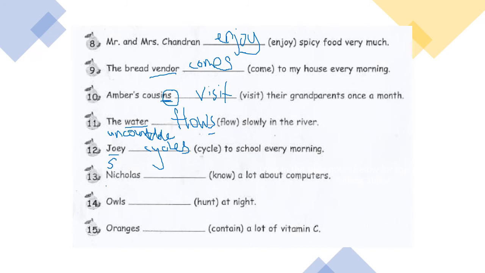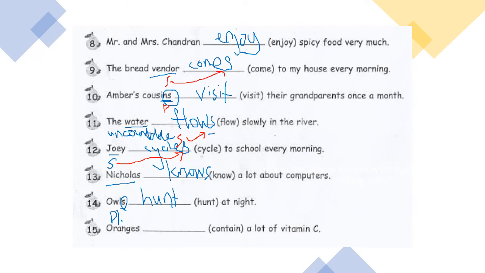Next, Nicholas, one person again. Nicholas knows a lot about computers. Owls hunt at night. So owl, plural, more than one. Do you need to add S? No need. Tak payah tambah S. When it's singular, you just add the S. Uncountable is singular, you add the S. Plural, no S. Vendor, singular, you add the S. This is how you memorize also.